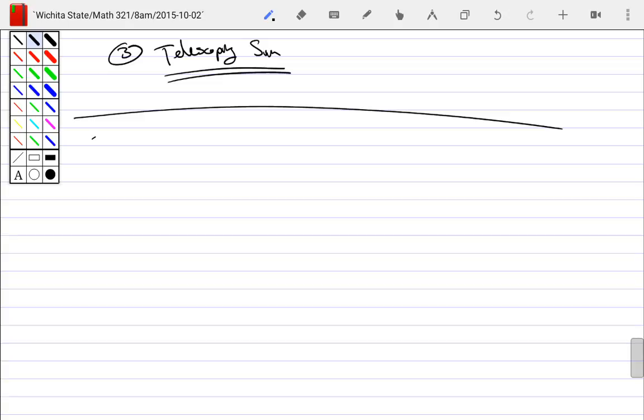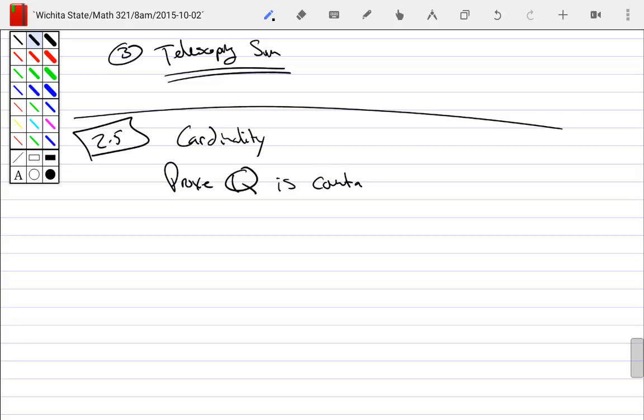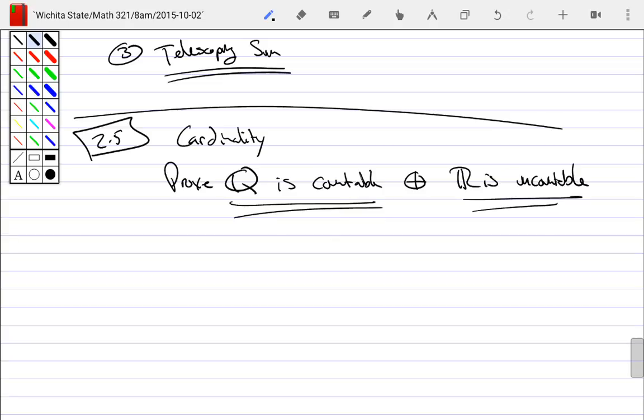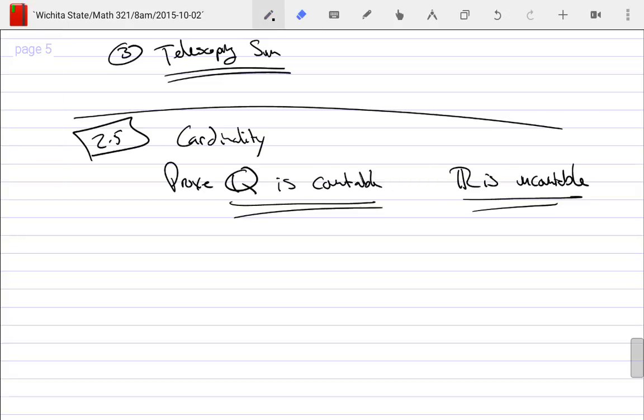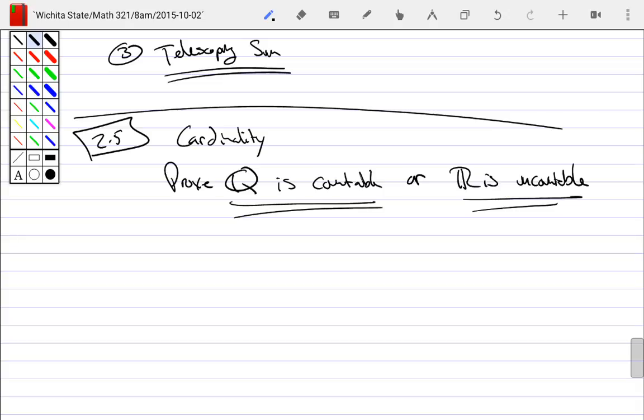All right, 2.5, cardinality. This will be prove Q is countable, exclusive or R is uncountable. I'll do one of these, right? Well, no, you have to say exclusive or. It's pretty obvious. I'm only going to do one problem, so I'll just say the English word or. I'll pick one of those for this problem. There's only one problem. That one.